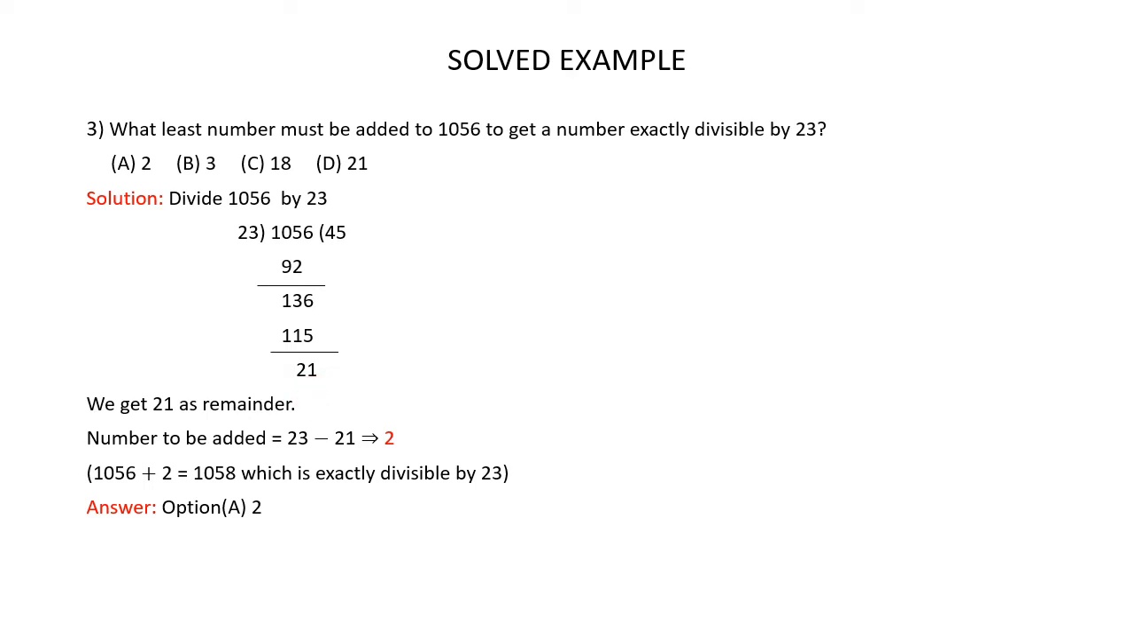Now you have to find the least number that must be added. So the number to be added is nothing but the divisor minus remainder. That is 23 minus 21, which is nothing but 2. So when you add 2 to 1056, you get 1058, which is exactly divisible by 23. So the number to be added is 2. So the correct answer is option A, 2.